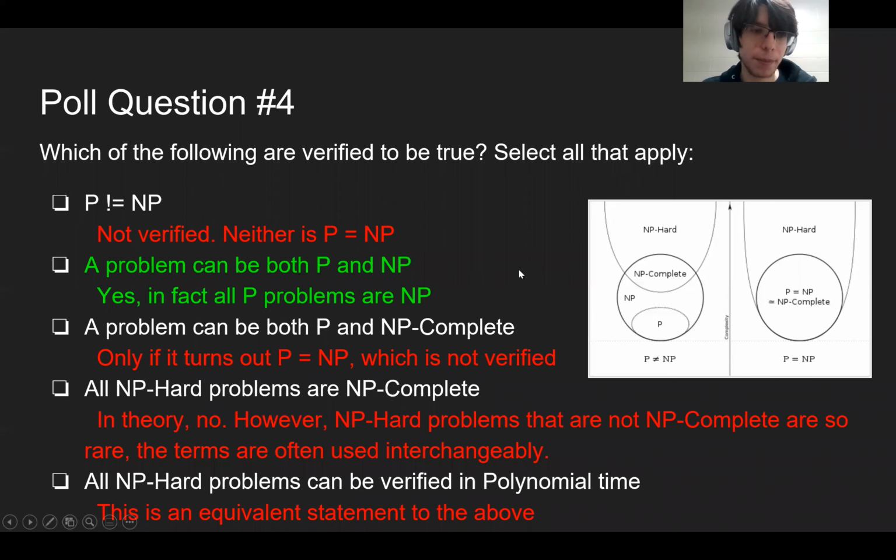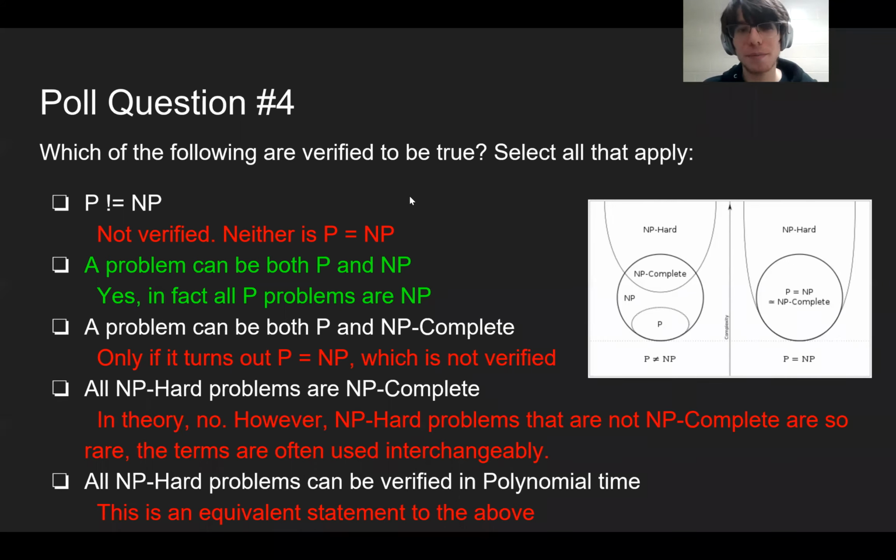You can use this diagram as a way to know this. The only things that have been verified are that P intersect NP is just P. And then the rest of it, we don't know, right?